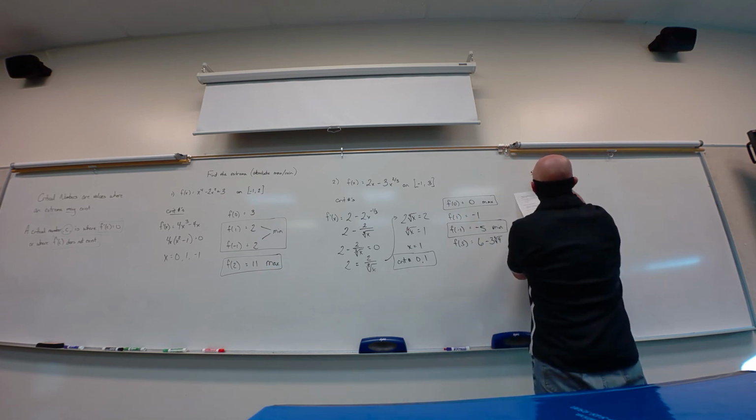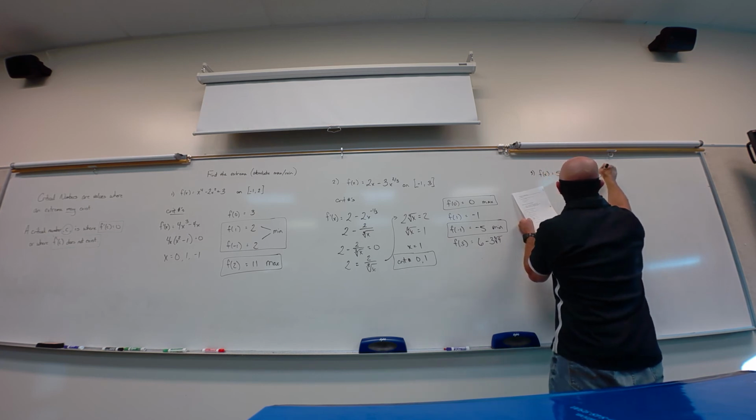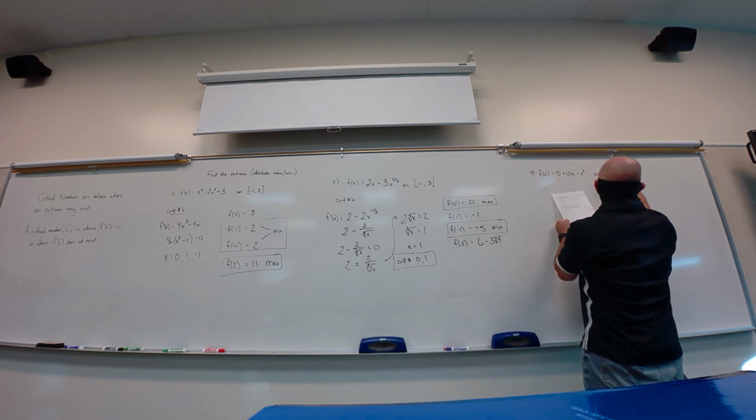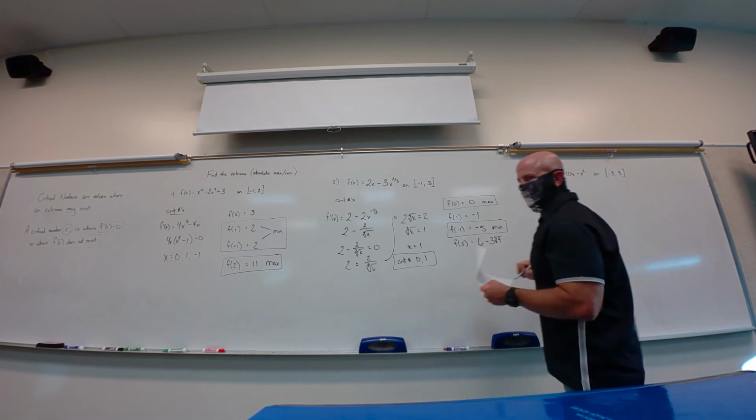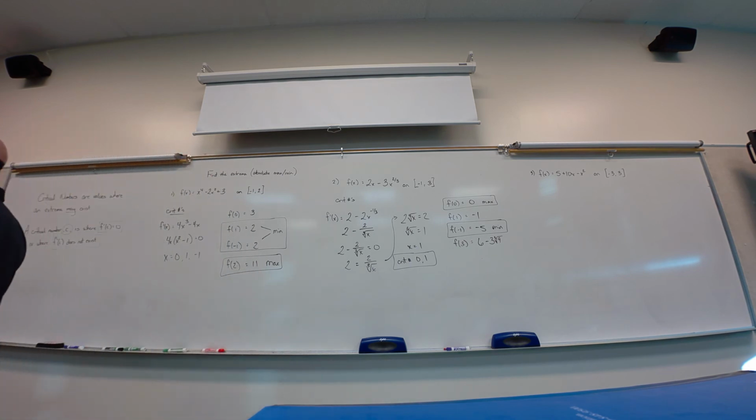Let's go. F of x, 5 plus 10x minus x squared on, let's go on negative 3 to 3. We've got to check for a critical number. We know we've got to deal with the negative 3 and the 3. Let's figure out the critical number first.